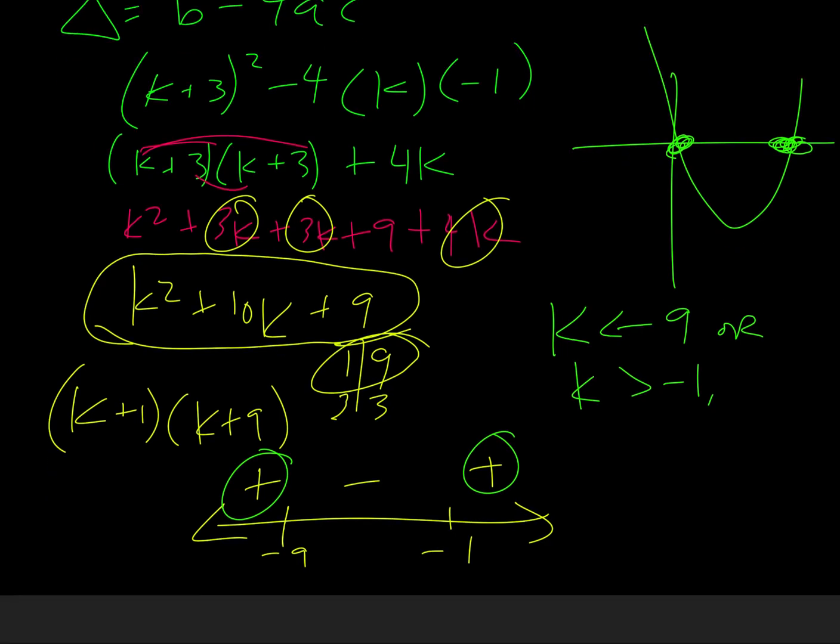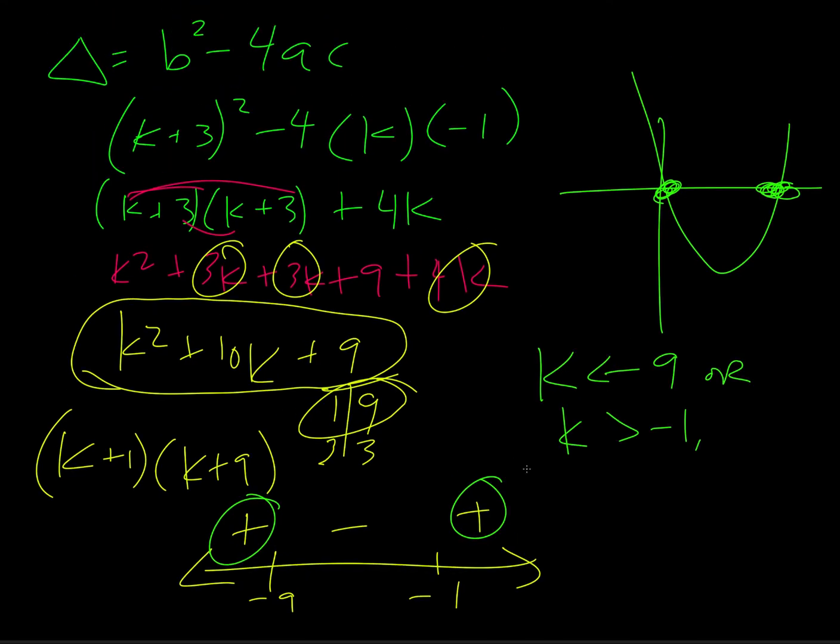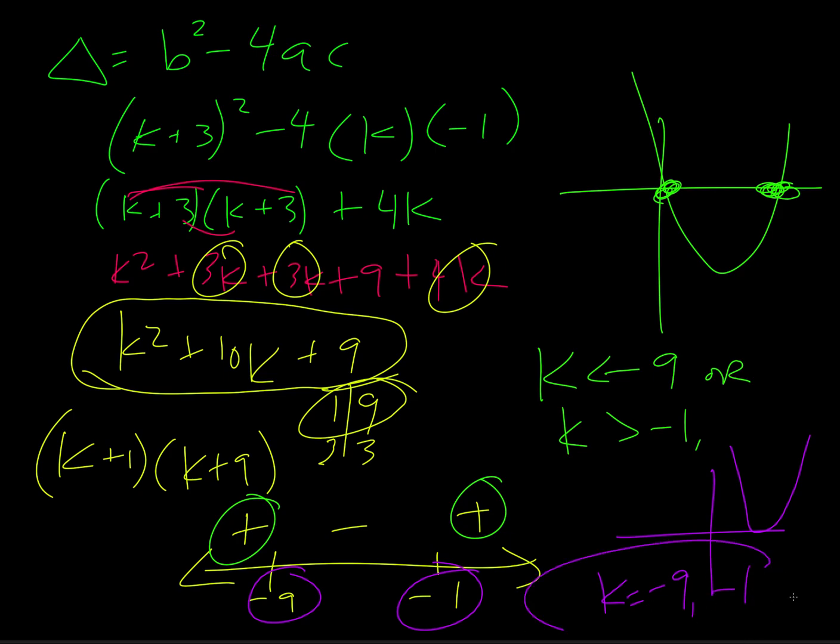Now the next situation, we want to know where it just touches. So like this situation like this. So that's just going to be right at these 2 points. And so we're going to say k is equal to negative 9 and negative 1. So when it's equal to either of those.